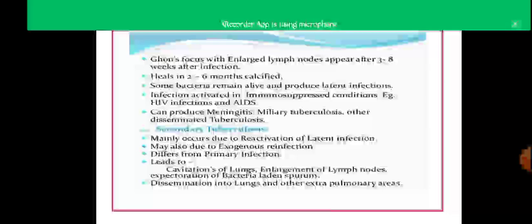Infection is activated in immunocompromised conditions, for example HIV infection and AIDS. It can produce meningitis, miliary, and other disseminated tuberculosis. Secondary tuberculosis mainly occurs due to reactivation of latent infection, and may also be due to exogenous reinfection, and it differs from primary infection. It leads to cavitation of the lungs, enlargement of lymph nodes, expectoration of bacteria in sputum, and dissemination into the lungs and other extrapulmonary areas.